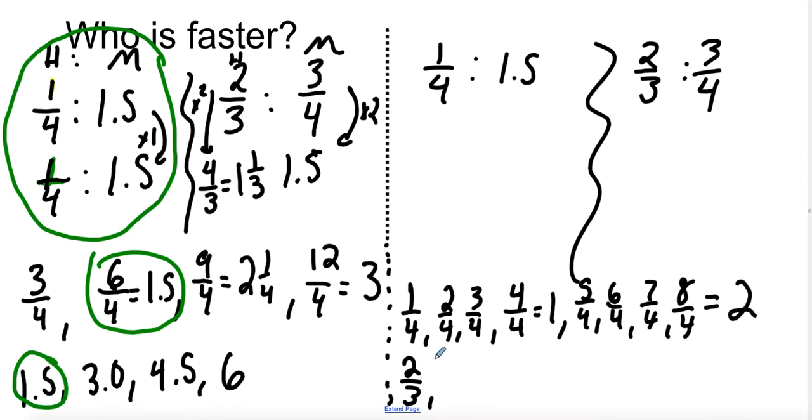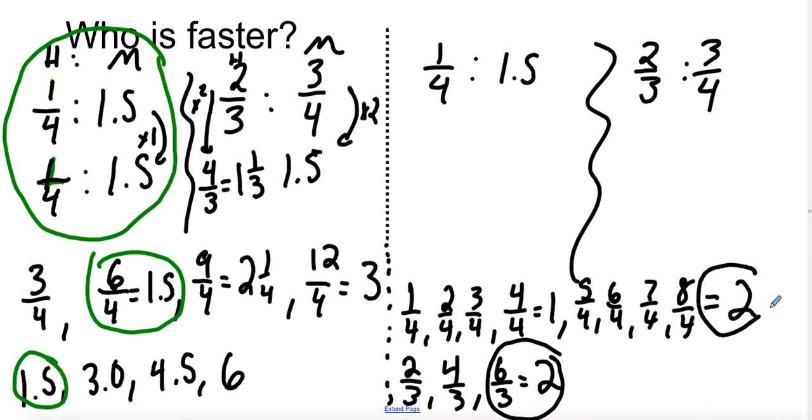And we're going to do the same thing with 2/3. So we have 2/3, 4/3, we have 6/3, which is equal to 2. So automatically I can see my multiple between these two is going to be a value of 2. So both drivers have driven for 2 hours.